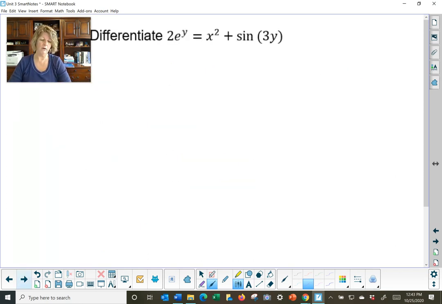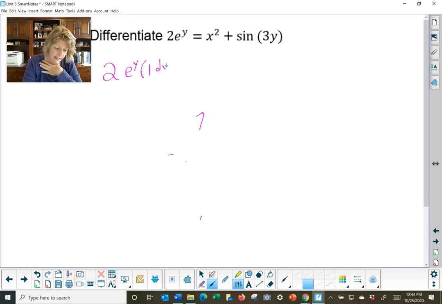The last one. Oh, of course, we got to get some e's and signs in here. So sine of 3y, that's going to have some implicit to it because of the mixed variables. Oh, the e to the y will have some implicit as well. So chain rule stuff. What I don't see is any product rule or quotient rule, so that's good. So I'm going to have 2 times the derivative of e to the y, which is e to the y. Chain off, take the derivative of y, which will give us 1 dy dx.